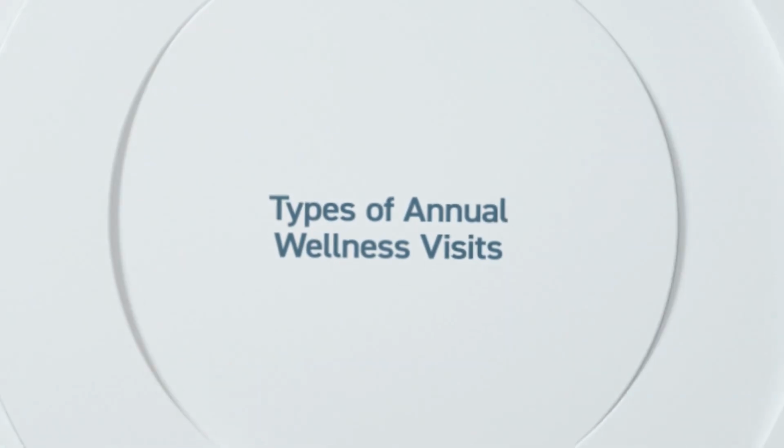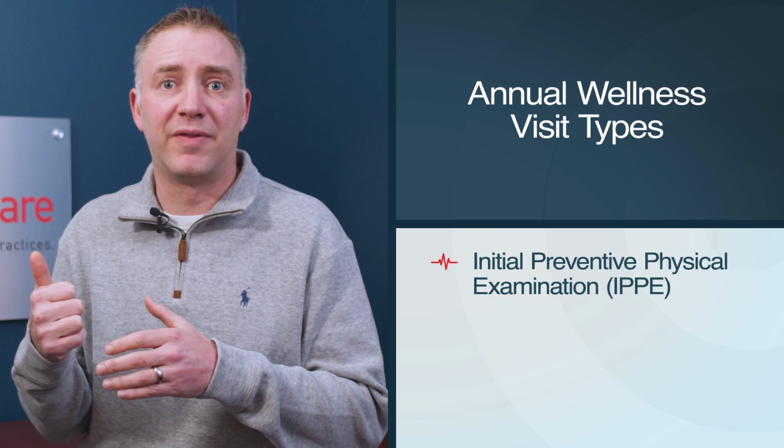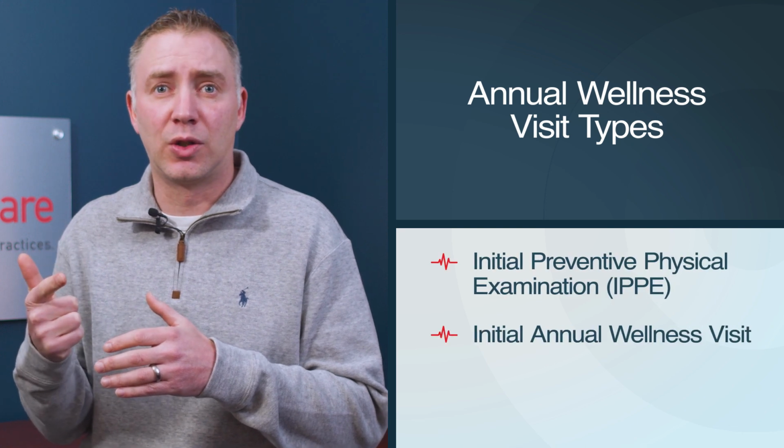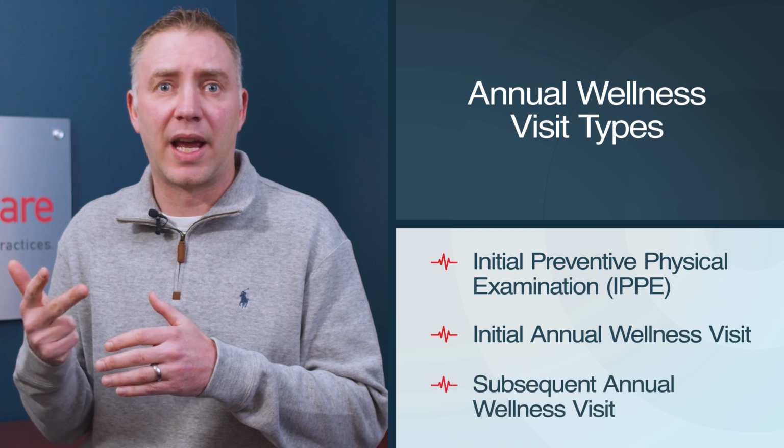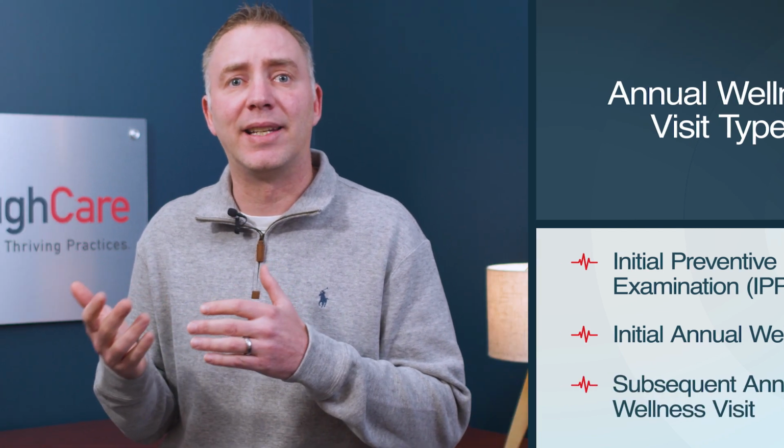For AWVs, there are three types of visits: the initial preventative physical examination, an initial annual wellness visit, and the subsequent annual wellness visit. Each entails a different billing code as well as specific qualifiers for each program. There's also advanced care planning and the new Social Determinants of Health assessment that can be added during the initial and subsequent visit. As a physician practice, rural health clinic, and federally qualified health center, you can bill for three types of annual wellness visits. And there's an additional add-on code for federally qualified health centers only.